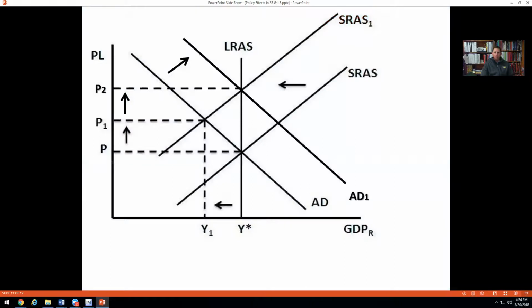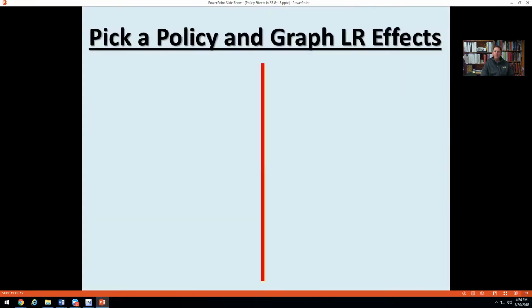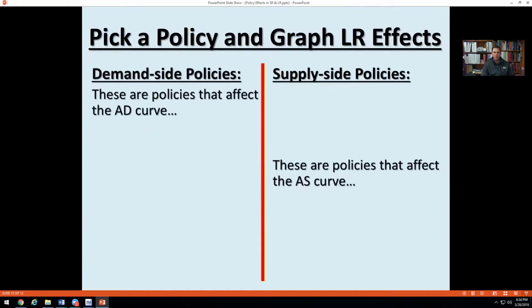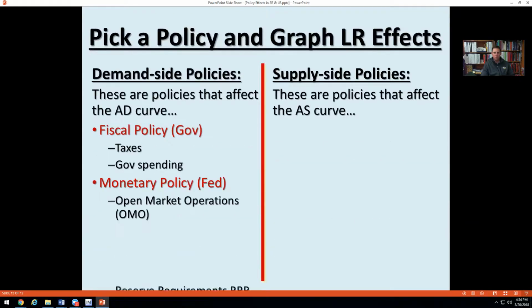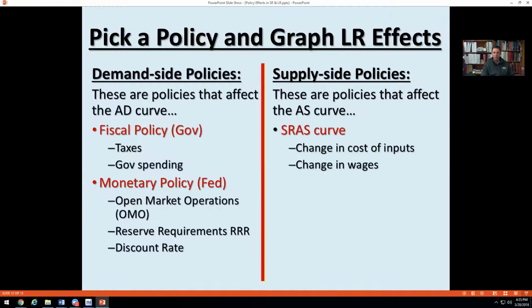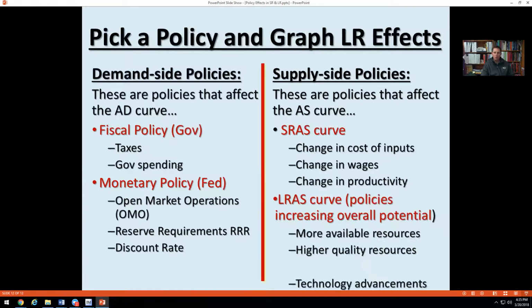There it is, and I believe that's going to be it. Just as a repeat, here are all of our potential shifters. You're welcome to take a quick snapshot of that. It's on Google Classroom as well. But just to remember, AD is affected by fiscal policy and monetary policy. Anything else is going to shift aggregate supply, and we've talked about those, primarily wages.